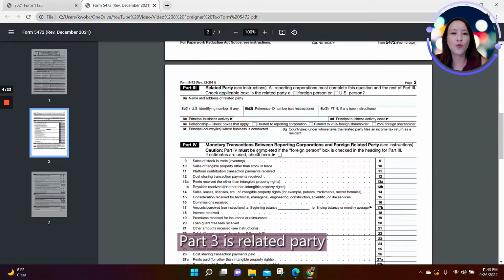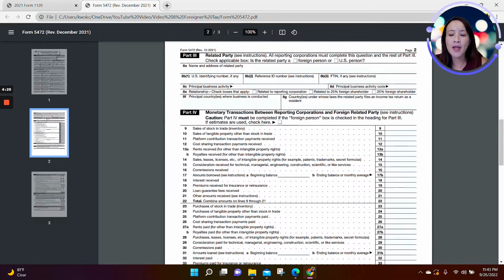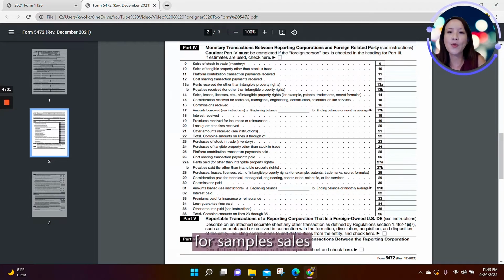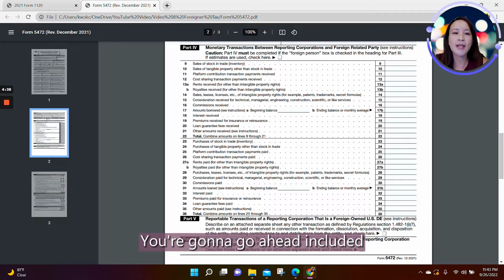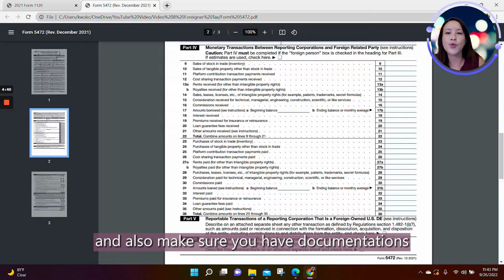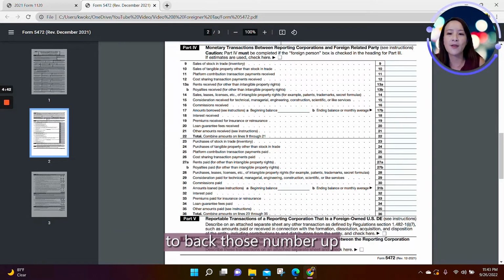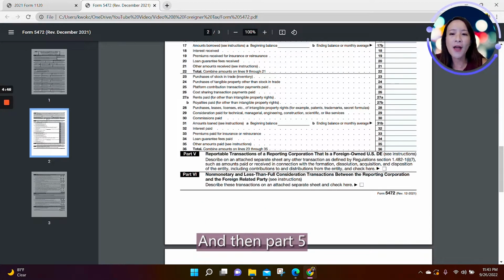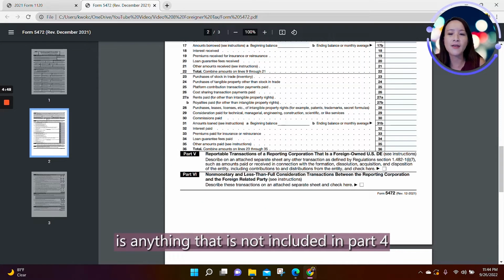Part 3 is related party. Part 4 is the financial information, so, for example, sales, rent receipts, inventory, etc. You're going to include it, and also make sure you have documentation to back those numbers up. And then Part 5 is anything that is not included in Part 4.